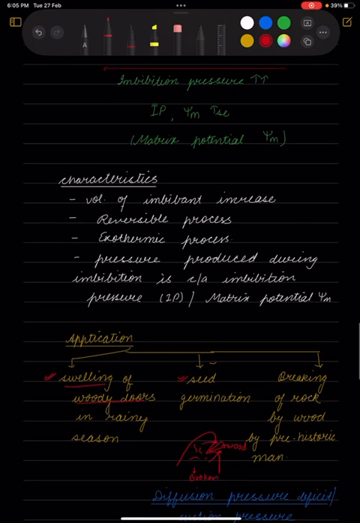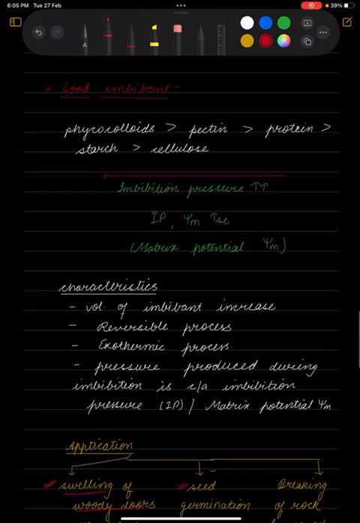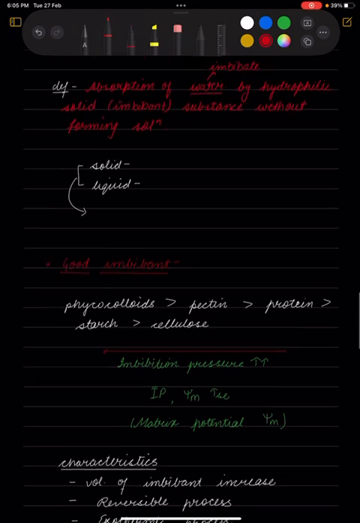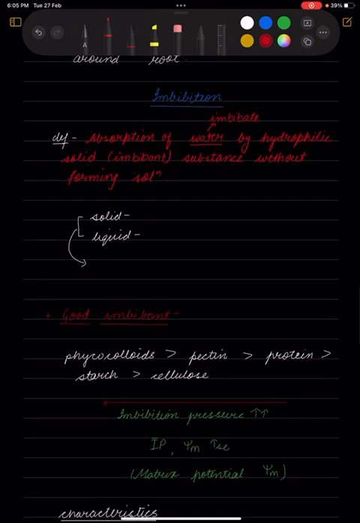So what is that, I have told you: absorption of water by a hydrophilic substance like wood without forming a solution. In this case the solid is known as imbibant or absorbent, and the liquid, that is the water which is being absorbed, is called imbibate.